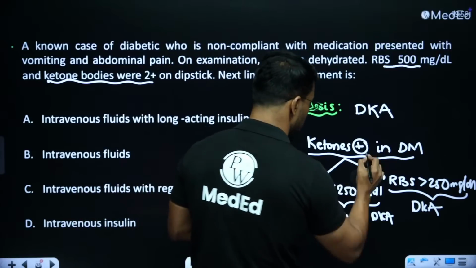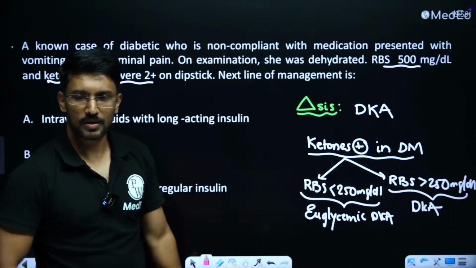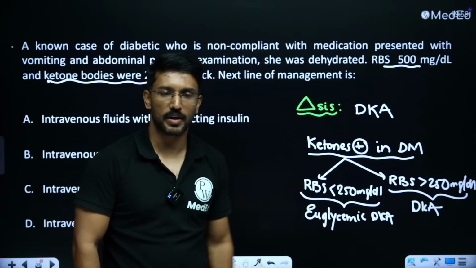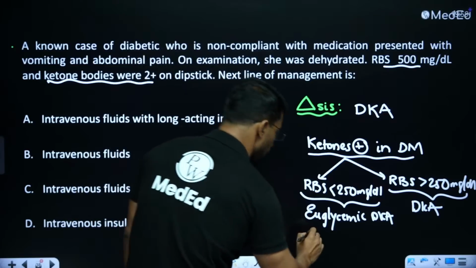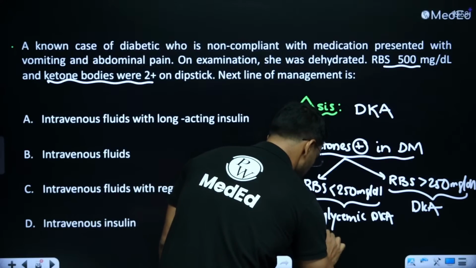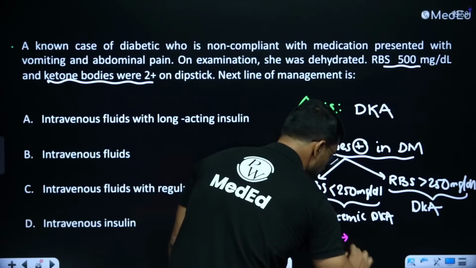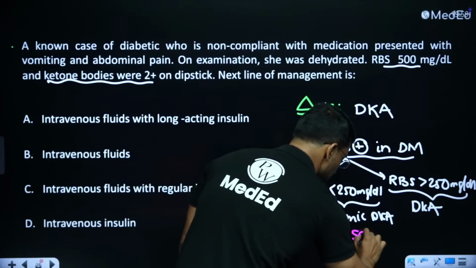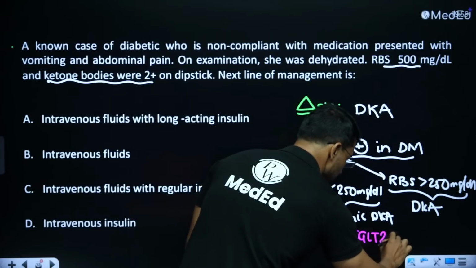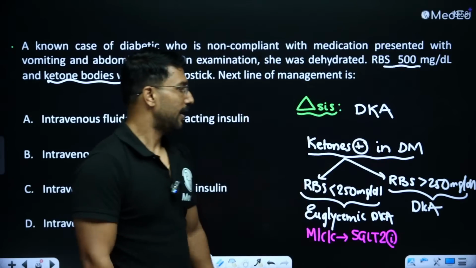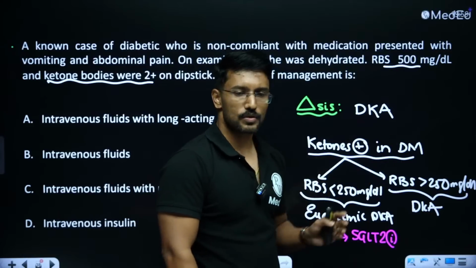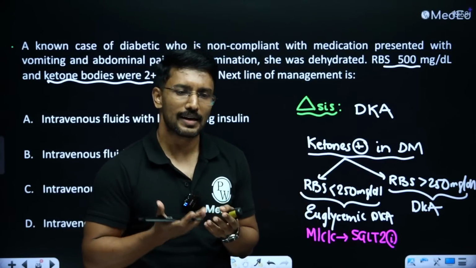What is the most common cause for diabetic ketoacidosis and what is the most common cause for euglycemic DKA? The most common cause for euglycemic DKA, this is an MCQ asked recently, is use of SGLT2 inhibitors. And the most common cause for diabetic ketoacidosis is poorly controlled diabetes.